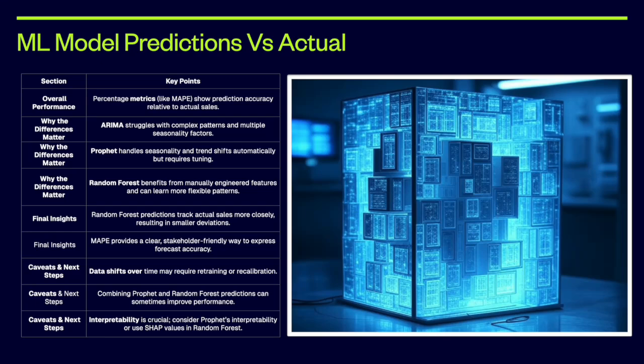Small deviations mean high precision. So if we have small deviations and the data is closely precise, you can trust and rely on it. Final insight: MAPE provides a clear, stakeholder-friendly way to express forecast accuracy.